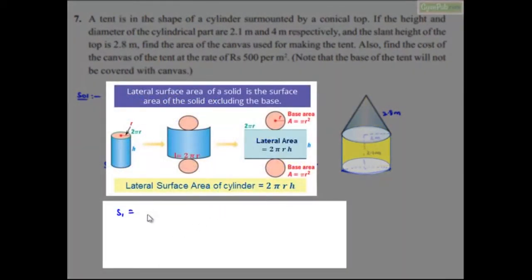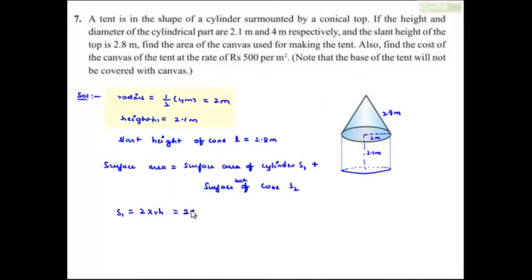Now S1 is equal to surface area of cylinder, that is 2 pi rh, which is equal to 2 times 22 by 7 times r, that is 2 times h is here 2.1 meters. Here 7 goes in 2.1 0.3 times, and 2 times 2 is 4, and 4 times 0.3 is 1.2. Therefore we get 22 times 1.2 is 26.4 meter square.